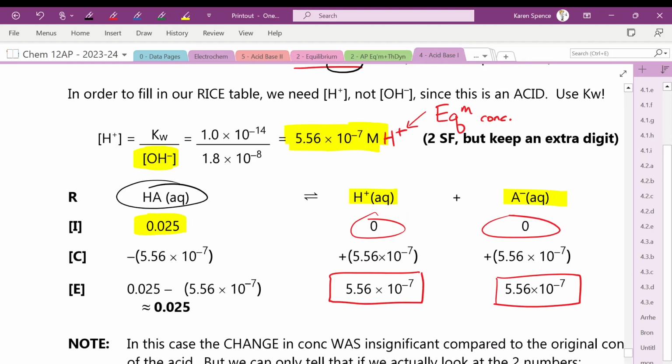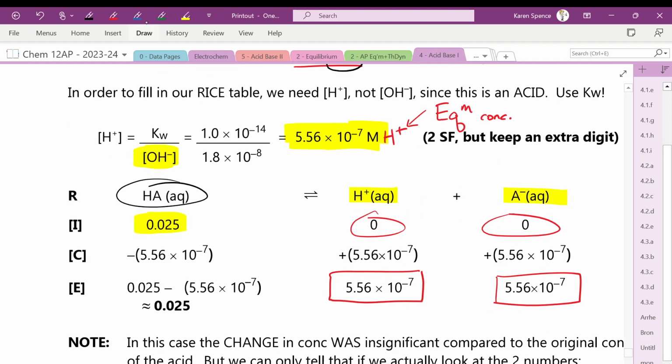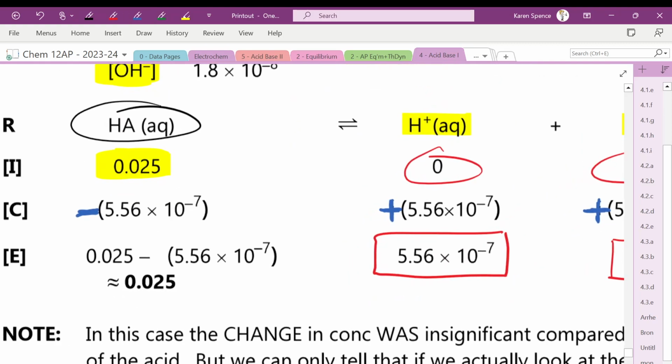So we plug it in here. And here's a chance where we can say hydrogen went up by 5.56 times 10 to the negative 7. So A minus also goes up by 5.56 times 10 to the negative 7, which means that HA goes down by 5.56 times 10 to the negative 7. And you can look at this and say, when I actually do that subtraction, does the 0.556 times 10 to the negative 7 actually make a difference?